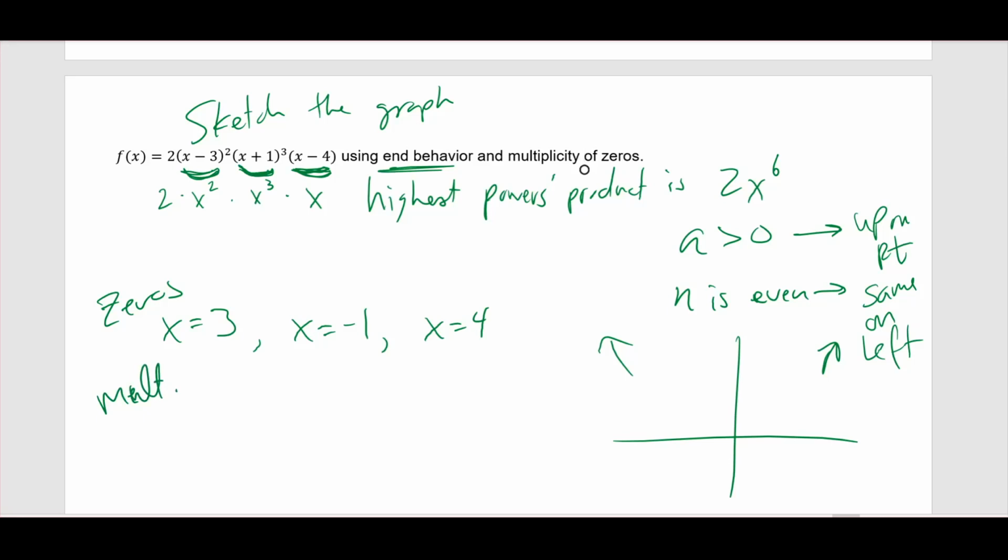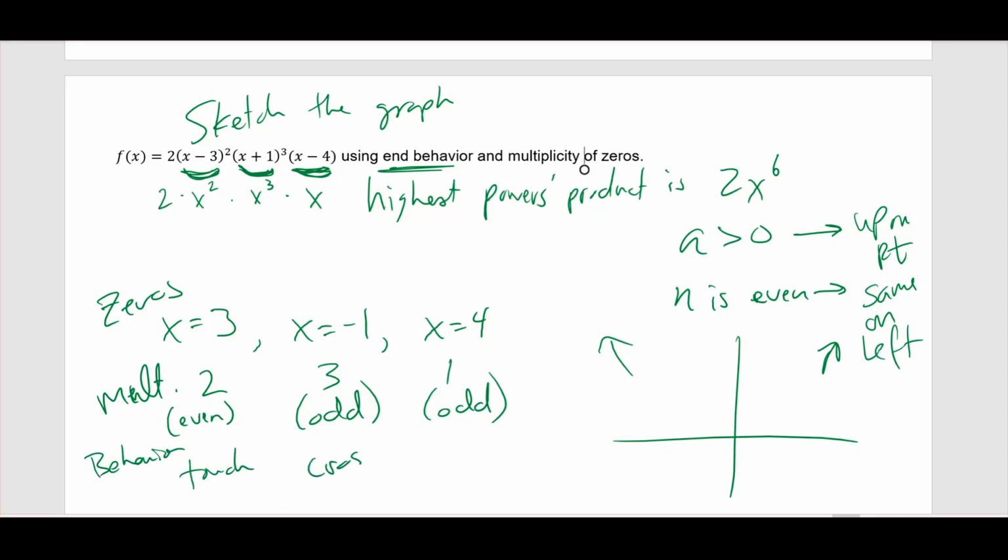Multiplicity of this guy, well, that power is a 2, and this is even. And multiplicity on -1, so that'd be a 3, that's odd. Multiplicity on x minus 4, so that multiplicity is 1, and this is odd. We're saying even versus odd because that's what we're going to use to say this is the behavior. Even, it's just going to touch. Odd, it's going to cross. Odd, it's going to cross.